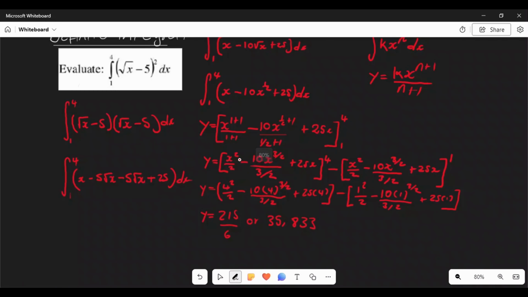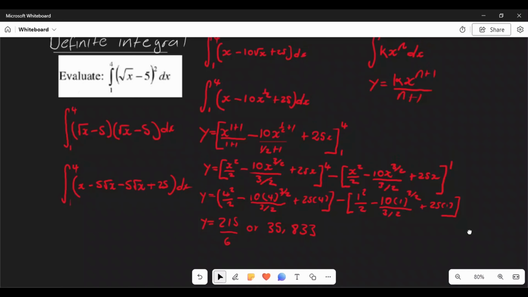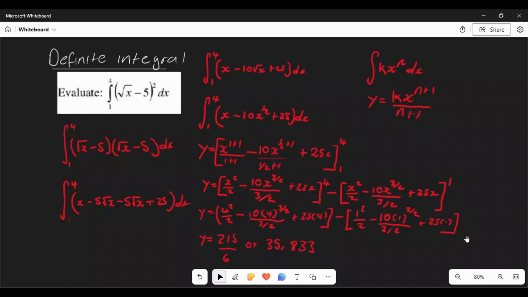Right guys, so this is how you do this problem here. I hope this was not as difficult as it seems. It was long, yes, but really it was not that difficult.